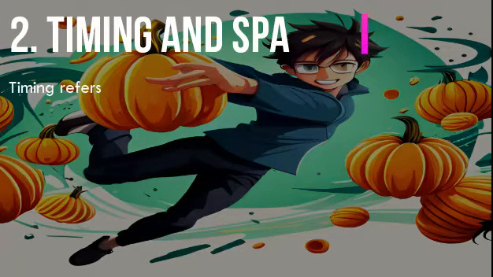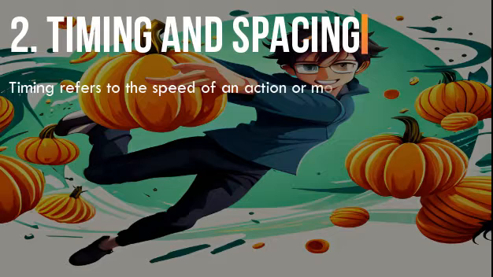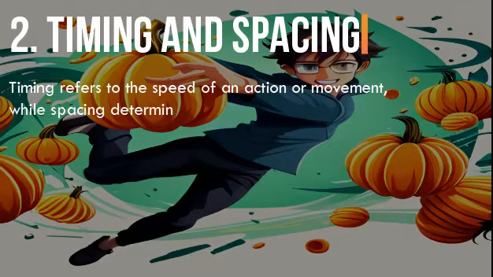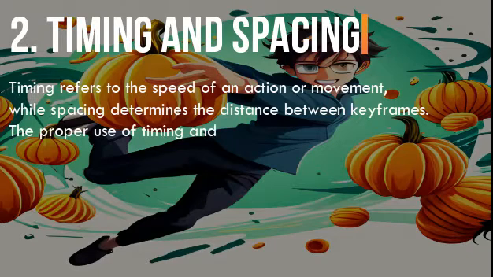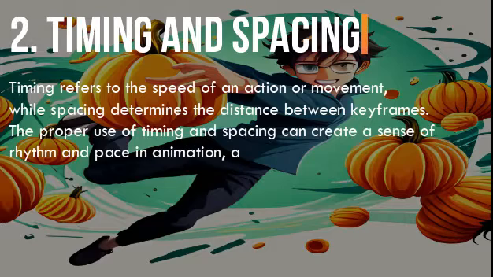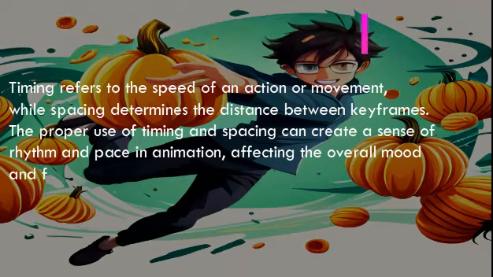2. Timing and spacing. Timing refers to the speed of an action or movement, while spacing determines the distance between keyframes. The proper use of timing and spacing can create a sense of rhythm and pace in animation, affecting the overall mood and feel of a scene.